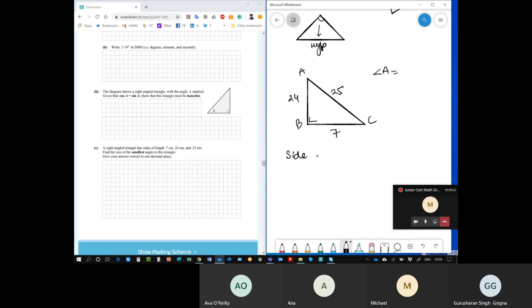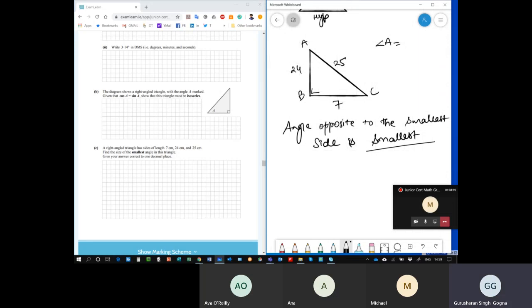Side opposite to the... or sorry, I should say angle, because we are talking about angle. Angle opposite to the smallest side is the smallest angle. So 7 is the smallest side. So the angle opposite to that would be the smallest angle.